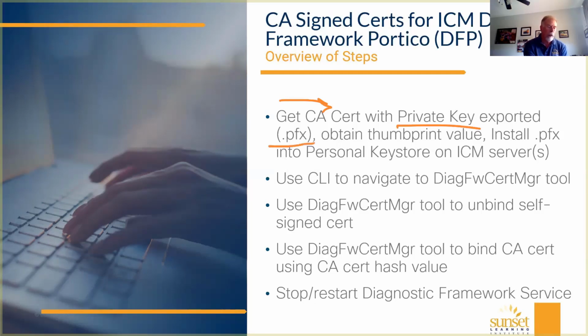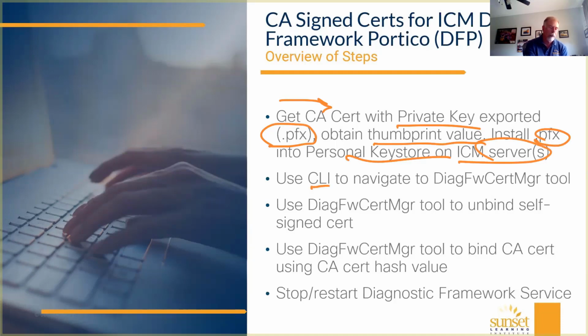Basically what that means is we need a .pfx file. From that certificate, we'll show you how we're going to get this thing called the thumbprint value. That's basically a unique value that identifies this cert, and install this PFX file into the personal key store on our ICM server. We're going to show you how to do all this stuff.